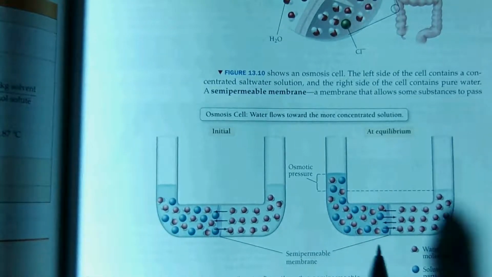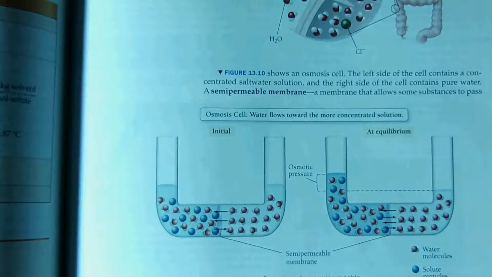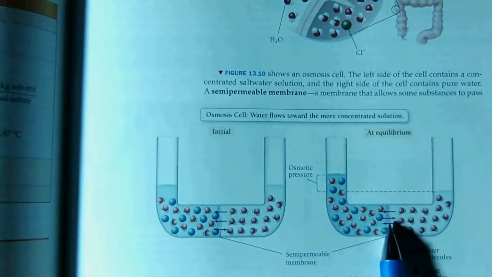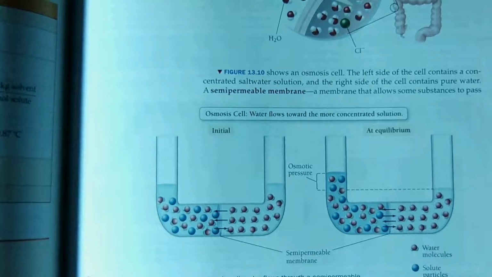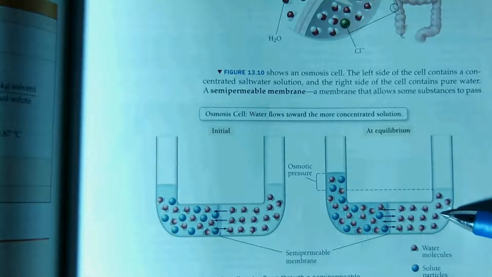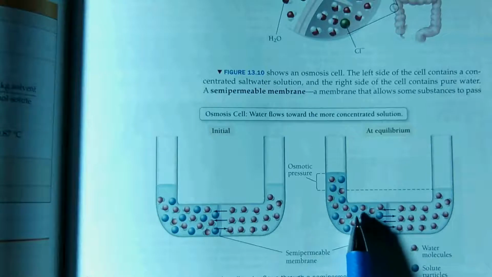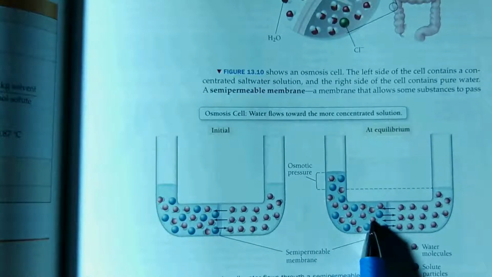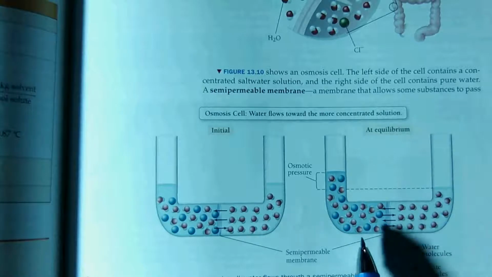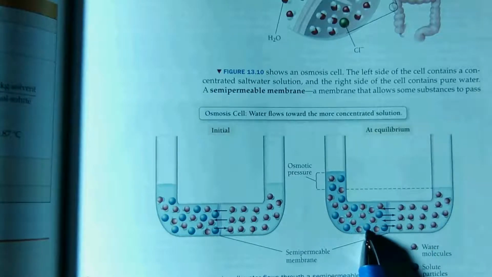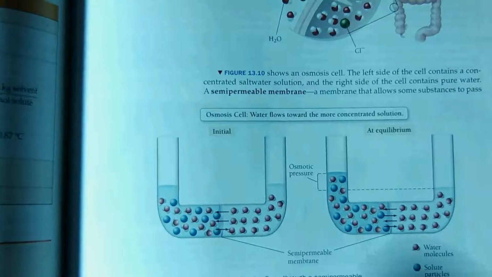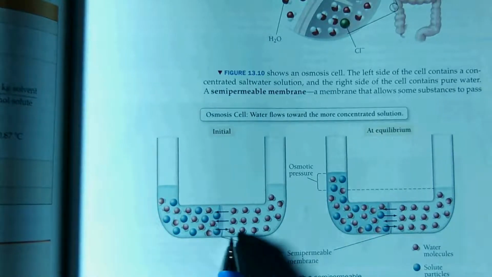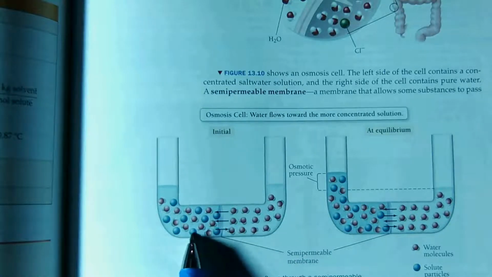So what it's showing you here is a U-shaped glass tube. Semi-permeable membrane is right there. And it's showing you pure water on one side. So right here I have pure water. And on the other side I have a mixture of water molecules and solute particles. That's the stuff dissolved in the water. So if we start with this picture, we've got water, and we've got water mixed with stuff.